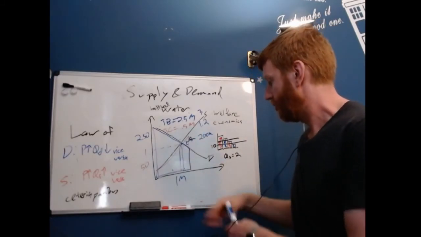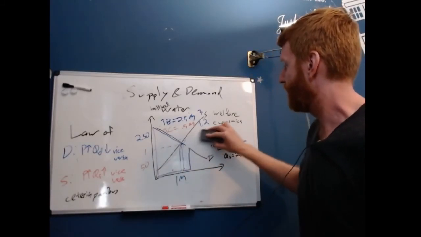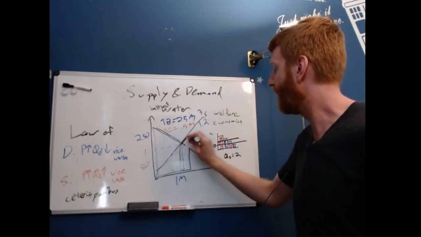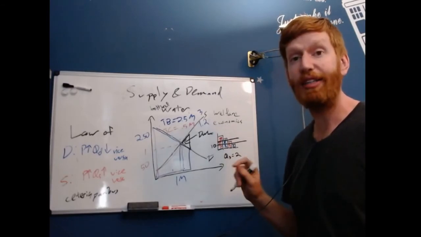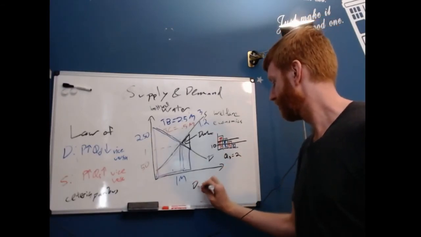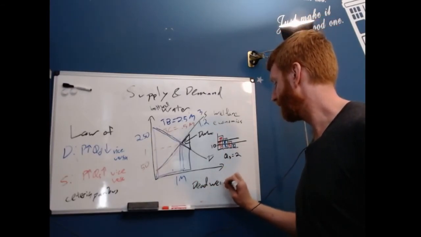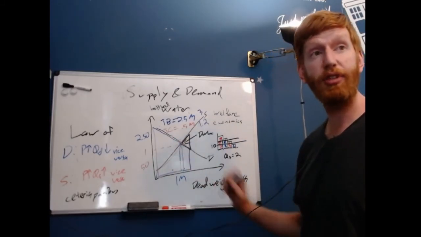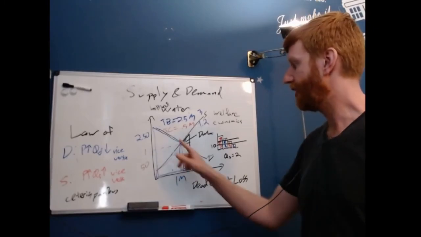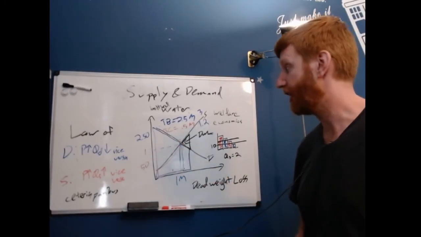So the important thing to realize here is we can have too much of a good thing, and we'd call that dead weight loss. Or we could have too little of a good thing, and that would also give us dead weight loss.